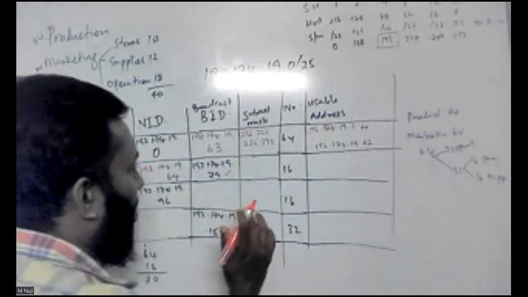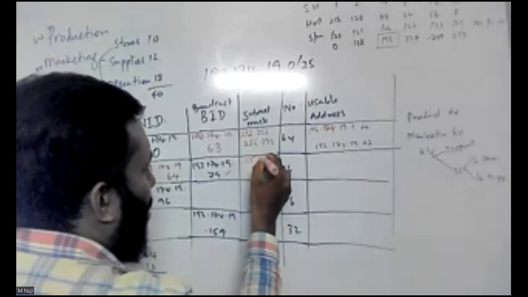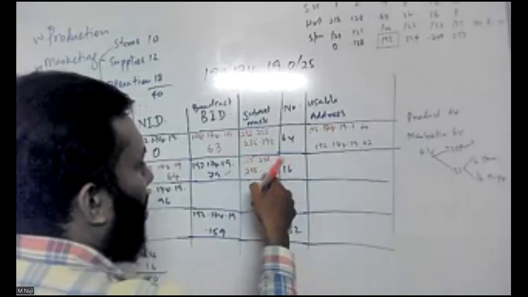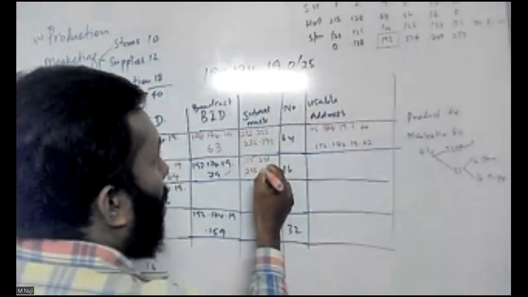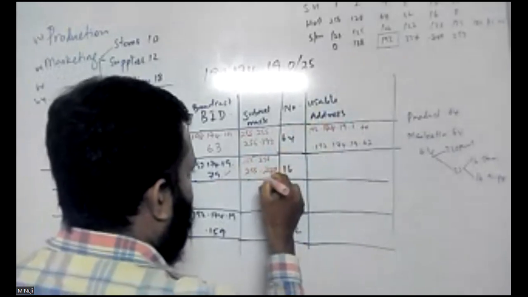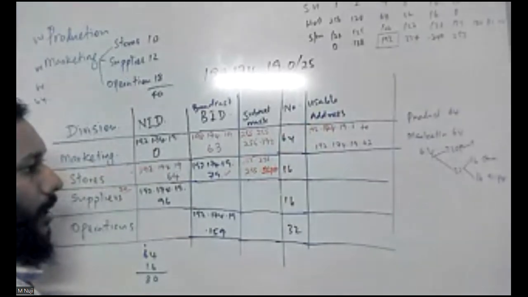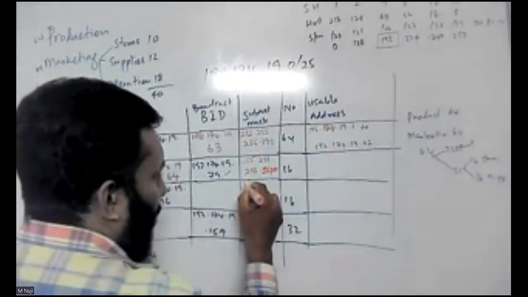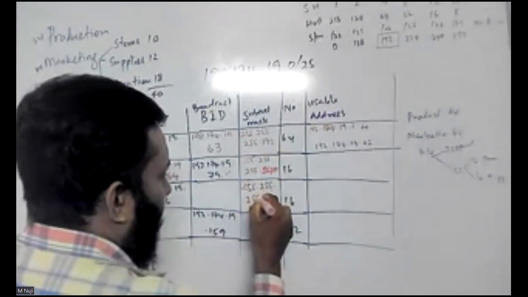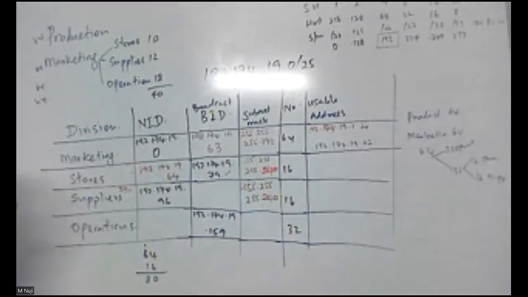Okay, look at this carefully. Now 255.255.255 point. Here you know that 16 means 240. So for this one also, it is 255.255.255.240.